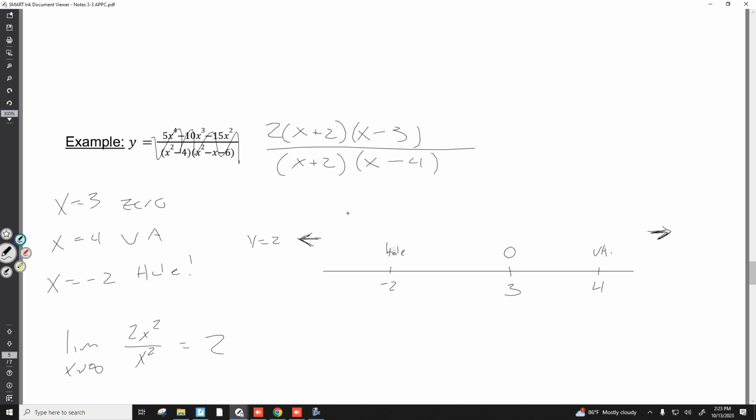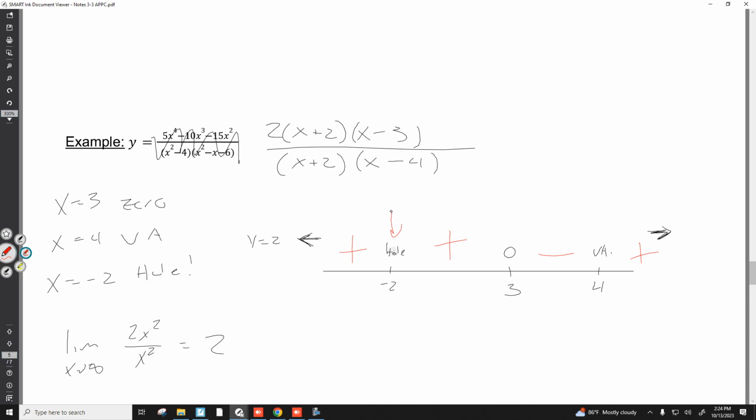Okay. Where's our hole located? Actually, fill out the sign chart first. Positive at 5. We're going to change signs. We're going to change signs. We are not going to change signs at -2 because the multiplicity of that x plus 2 factor is 2. It occurs twice.